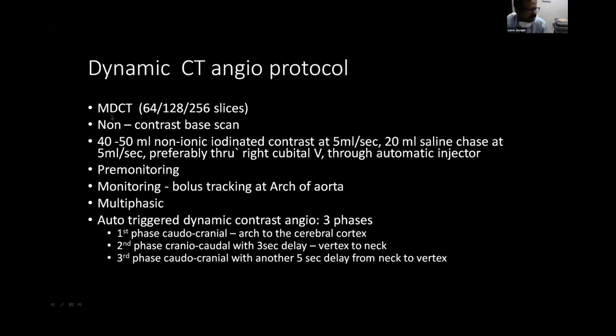Multi-slice CT is available everywhere nowadays, whether it is 64, 128, or 256 slices. Ours is a 128 slice CT. Initially, we take a non-contrast CT scan, followed by, every word in this line is important, 40 to 50 ml of non-ionic iodinated contrast at 5 ml per second, and followed by a 20 ml saline chase at the same rate, preferably through the right cubital vein, through an automatically powered injector, because hand injection is obsolete nowadays.